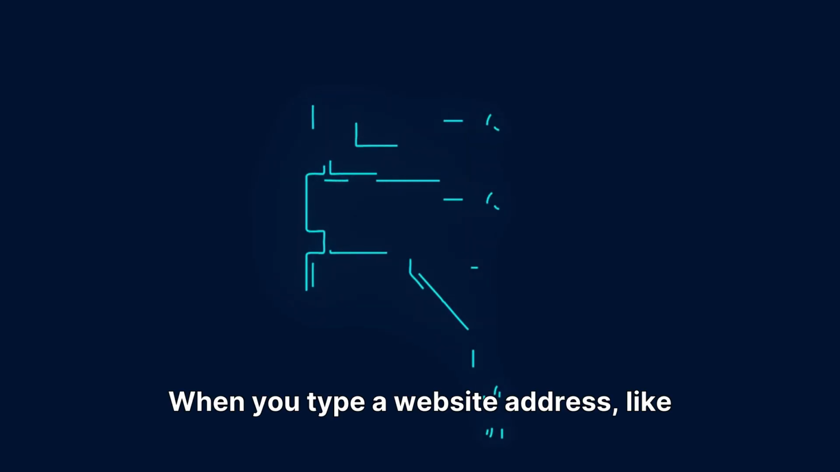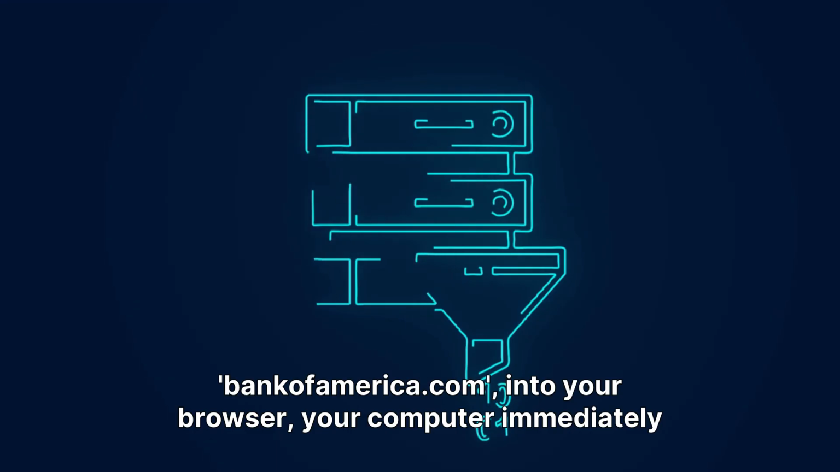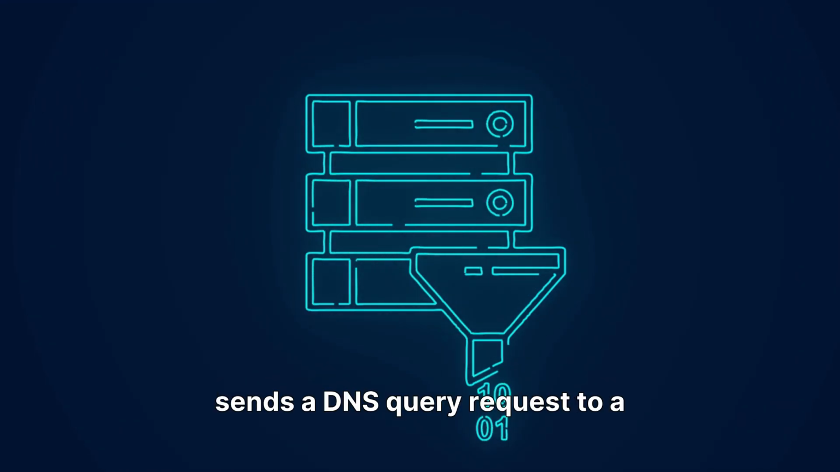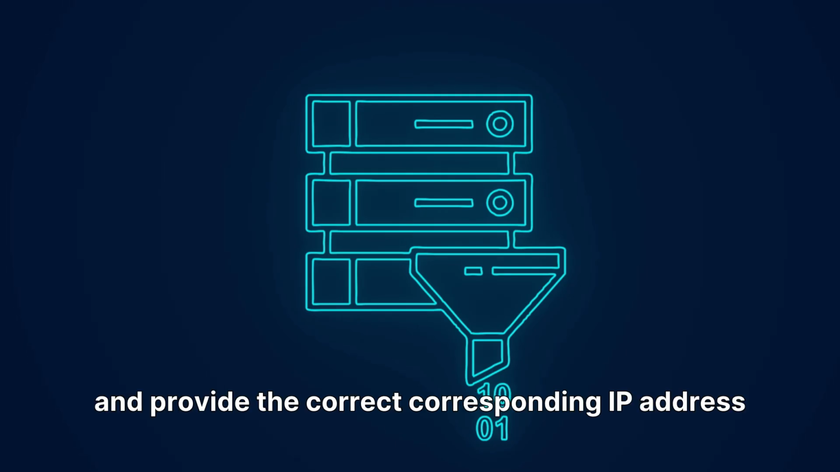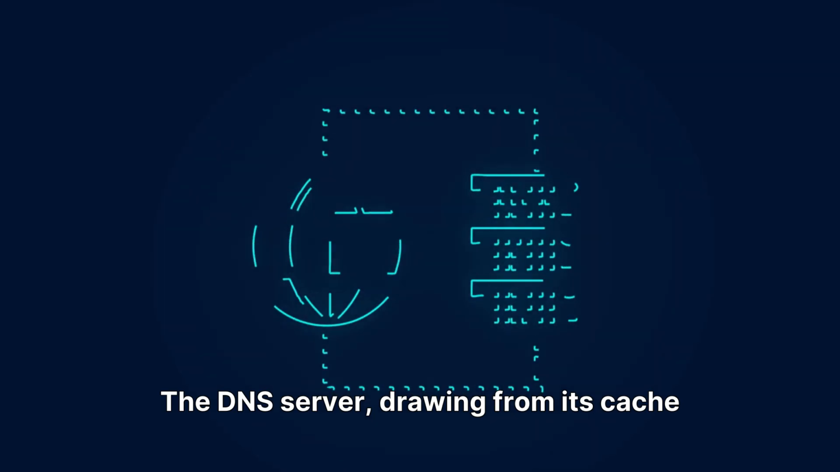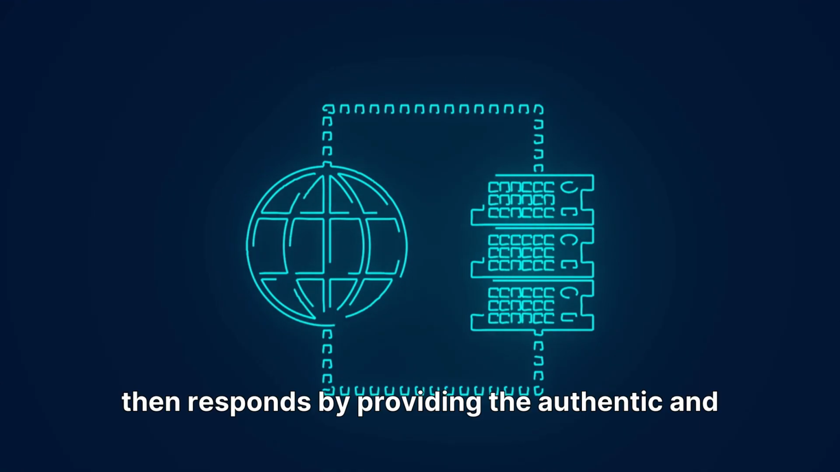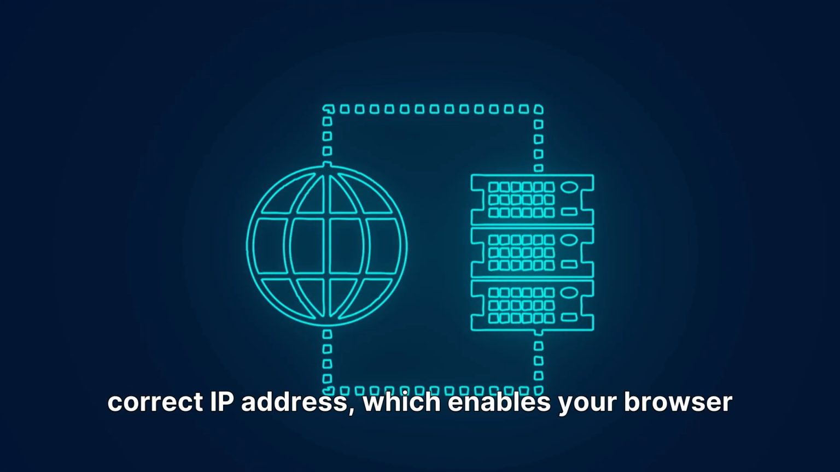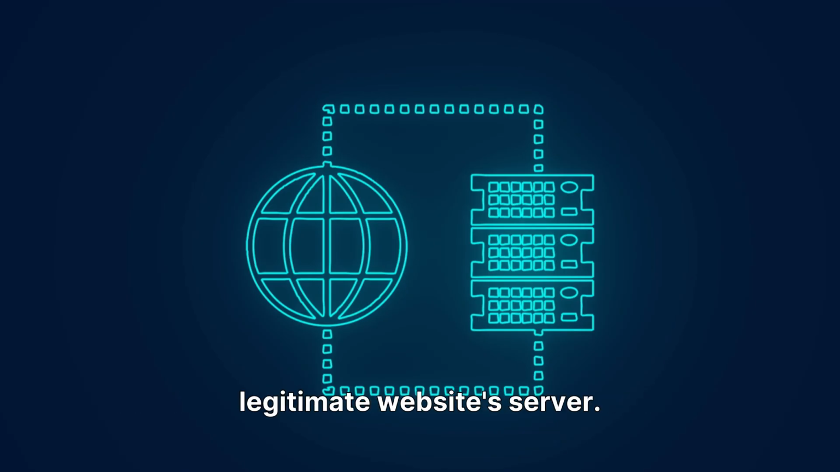When you type a website address, like bankofamerica.com, into your browser, your computer immediately sends a DNS query request to a nearby DNS server, asking it to resolve and provide the correct corresponding IP address for that domain. The DNS server, drawing from its cache or by querying upstream servers if necessary, then responds by providing the authentic and correct IP address, which enables your browser to establish a direct connection to the legitimate website server.